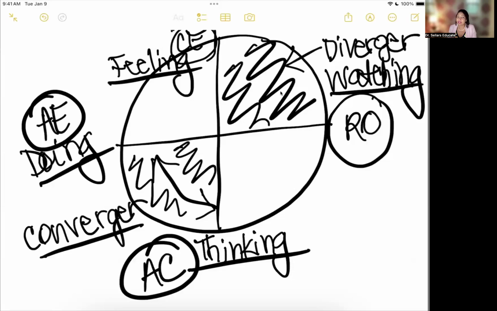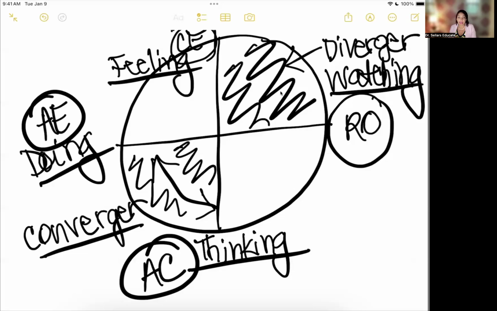Now, I know many of you like to take notes by typing. I'm the exact same way. However, depending on the research, we're 70% to 80% more likely to retain the information when we physically write it down.